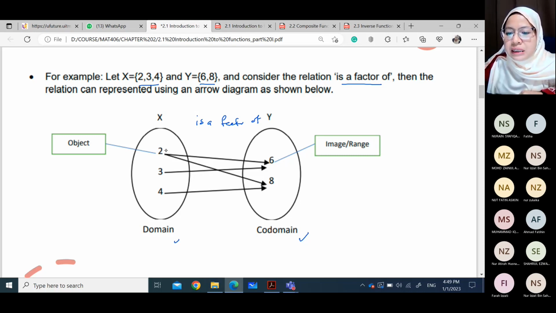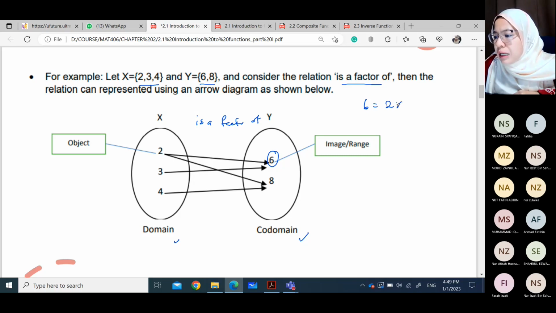Right, so kita tengok yang ini. Di dalam set X kita ada 2, 3 dan 4, and in Y we have 6 and 8. So based on this relation, we can say that 2 is a factor of 6. So maknanya dekat sini, kalau untuk 6, kita boleh ceraikan dia dan kita akan dapat 2 times 3 is 6, 3 times 2 is 6, 1 times 6 is 6, and lagi satu, 6 times 1 is 6.